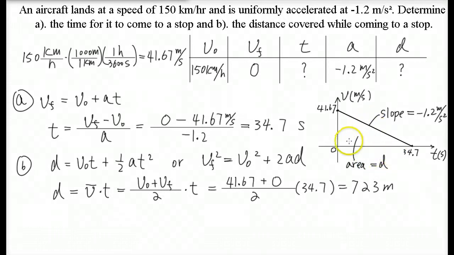Okay, so you can even solve the problem without using all the kinematic equations, just using the basic concept. See how to find the time. You can use the rise over run. Of course, the rise is negative 41.67 divided by the time, which is the run. That is the rise over run, equal to negative 1.2. That way you can find out the time. And once you find out the time, you can simply find the area here. That would be the distance covered by the airplane.